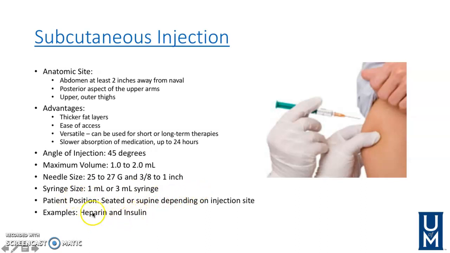And some medications that are used for examples here for subcutaneous injections. One very common is insulin. You may be teaching a patient how to perform a subcutaneous injection of insulin on themselves. A lot of patients at home have to give themselves insulin injections in these subcutaneous anatomical sites.